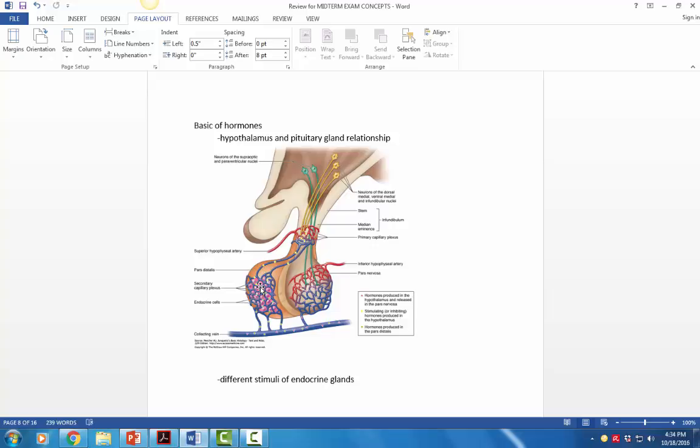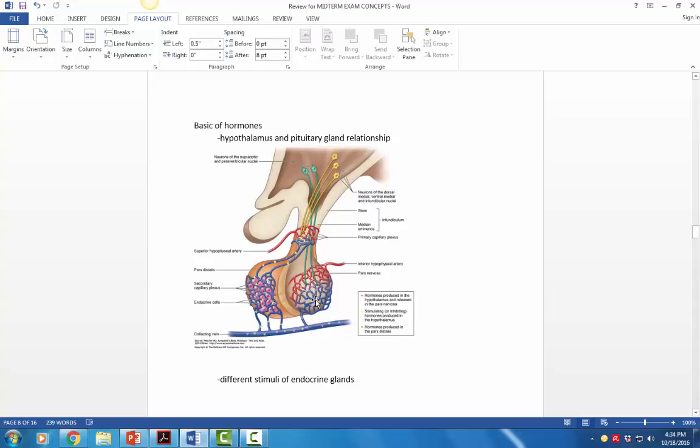The only ones that are not tropic are growth hormone and prolactin. Those do not act on other endocrine glands telling them to secrete their hormones. Remember, the posterior pituitary is just an extension of the hypothalamus. It's not a true endocrine gland. The actual hormones are made in the hypothalamus and stored in the posterior pituitary. And the two hormones of the posterior pituitary are oxytocin and ADH.